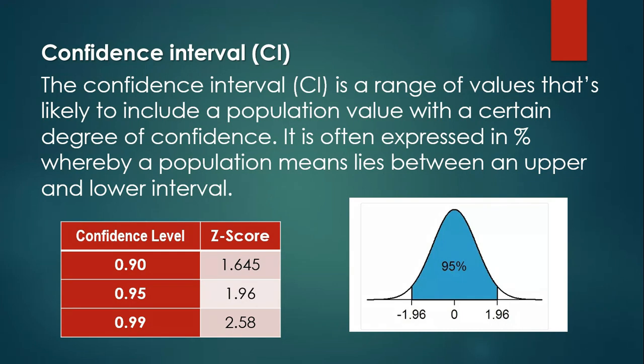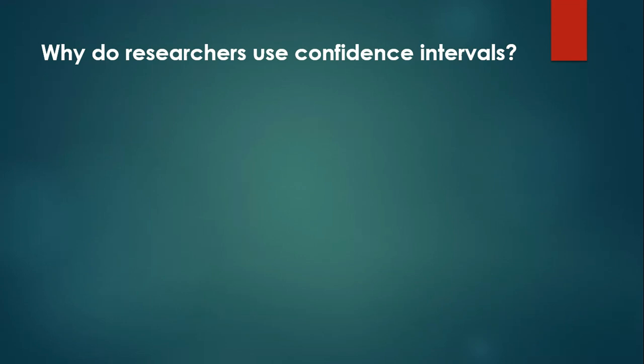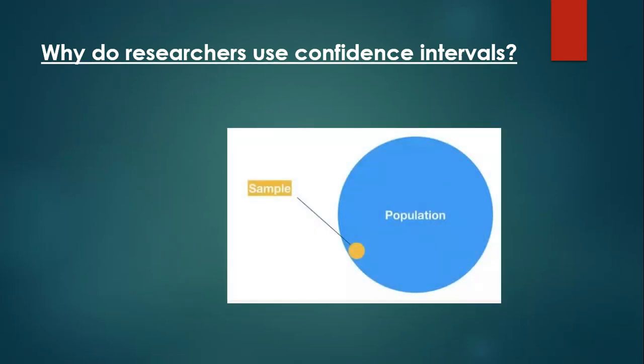Why do researchers use confidence intervals? It is more or less impossible to study every single person in a population. So researchers select a sample or subgroup of the population. Therefore, a confidence interval is simply a way to measure how well your sample represents the population you are studying.